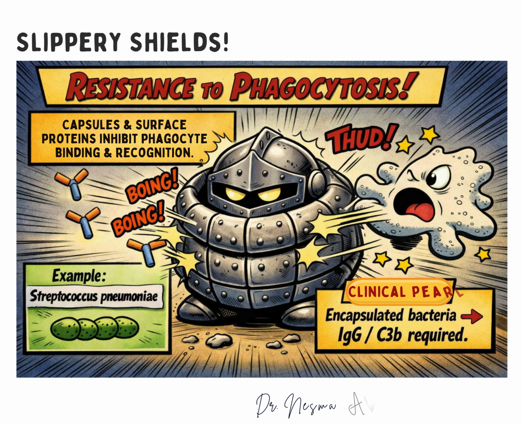Encapsulated bacteria are protected by a polysaccharide capsule that acts as a slippery shield, preventing effective attachment of phagocytes. This capsule also masks microbial surface antigens, making direct phagocytosis inefficient. As a result, immunoglobulin G antibodies and complement component C3b become essential. Immunoglobulin G binds to the capsule and engages Fc receptors on neutrophils and macrophages, while C3b binds to complement receptors, together enabling effective opsonization and phagocytosis.